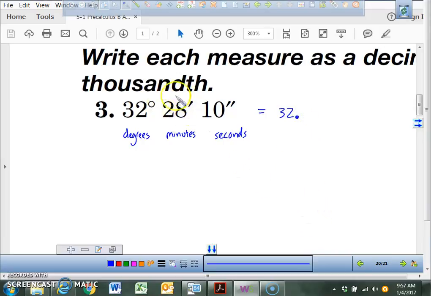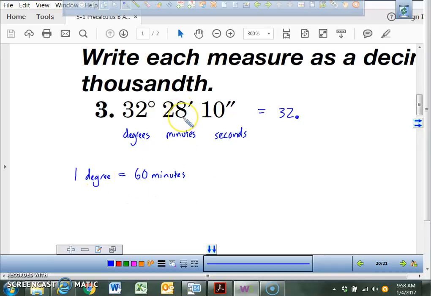What we've got to figure out is how we're going to convert the minutes and the seconds so that we have a decimal. So tell me something you know about how many minutes are in a whole degree. How many total minutes are in one whole degree? Yeah, so in review, 1 degree equals 60 minutes.